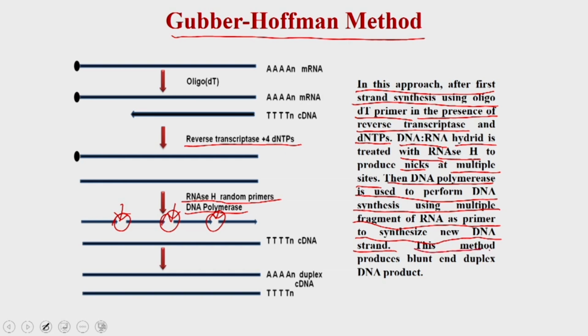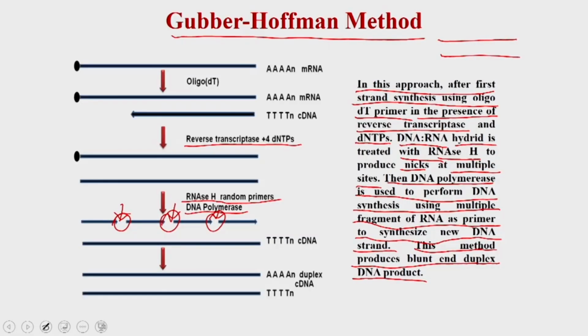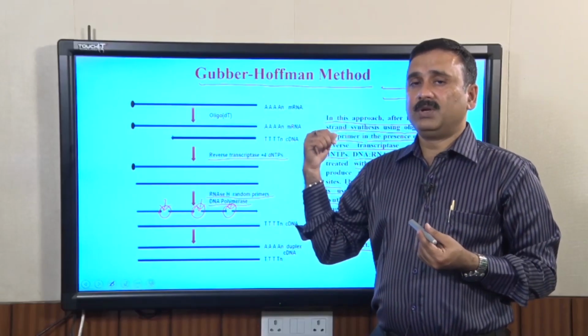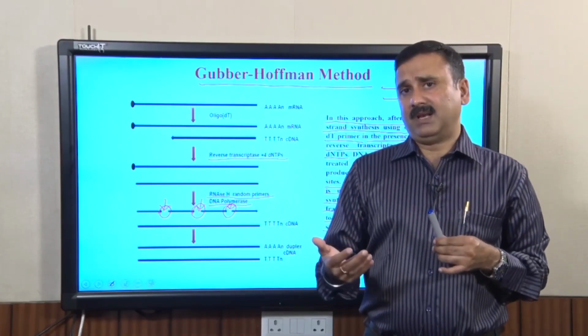At the end, this method is going to generate blunt end DNA, which means you are going to get DNA with no cohesive ends. If you use this method, you have to use either restriction digestion, or the adapter molecules, or the linker molecules to put this DNA into the cloning vectors to prepare the cDNA library.